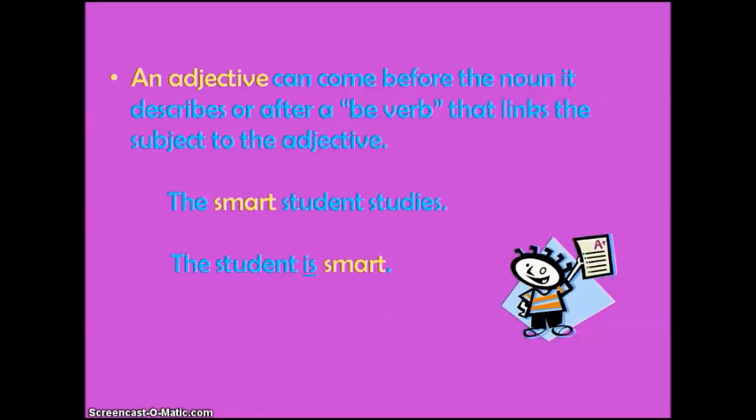So look at this first sentence. The smart student studies. The adjective smart describes student. But look at the second sentence. The student is smart. In this case, smart is coming after that be verb is to link student with smart. In both of these sentences, smart is an adjective describing the student. However, its placement in this sentence is a little bit different.